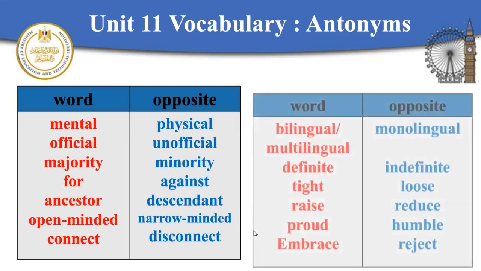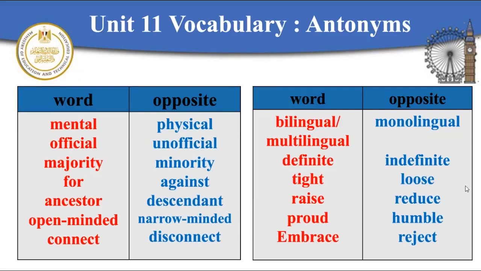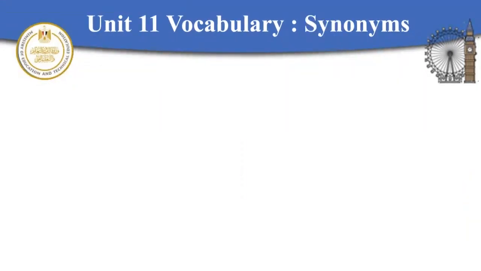And we have here the prefix bi. We have multilingual, bilingual. And if it's only one, it's called monolingual. Definite, indefinite. Tight, loose. Phrase. And we have here reduce. We have proud, humble. Impress, reject.